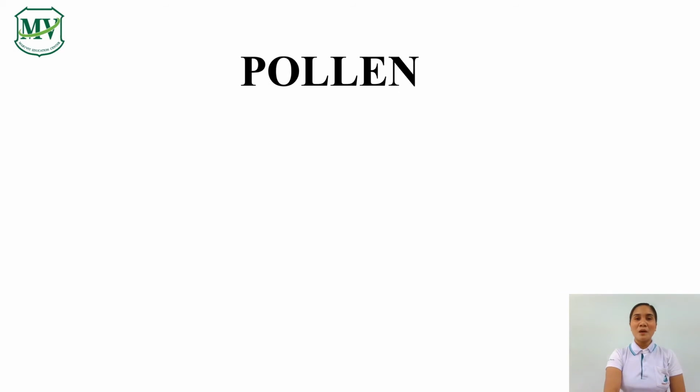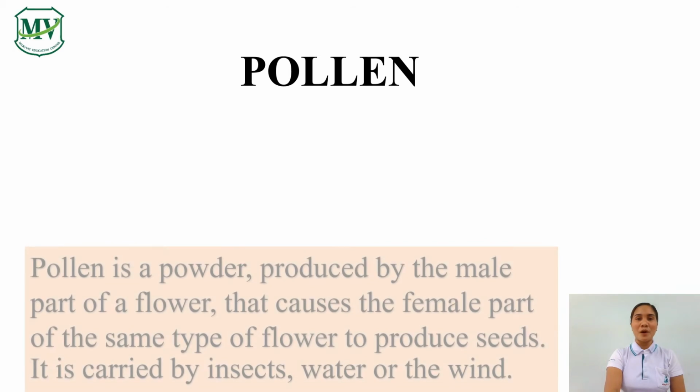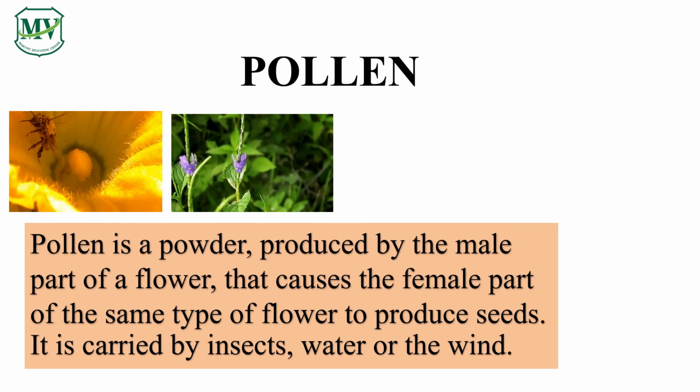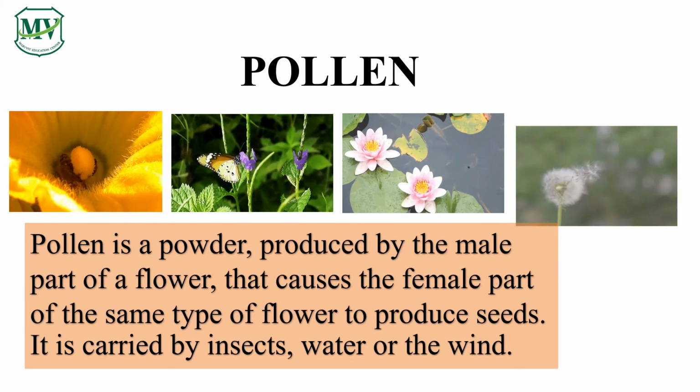Flowers are too beautiful for us not to notice. A flower has pollen grains located along the inner edge of the anther sacs. Pollen is a powder produced by the male parts of a flower that causes the female parts of the same type of flower to produce seeds.